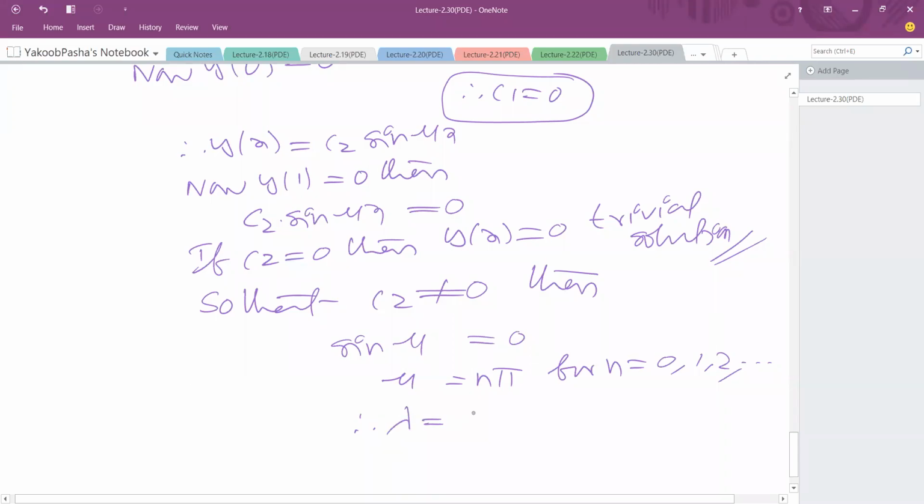Lambda is equal to, we have mu square. So the mu value I am writing here as n square pi square. Therefore, these are the eigenvalues.